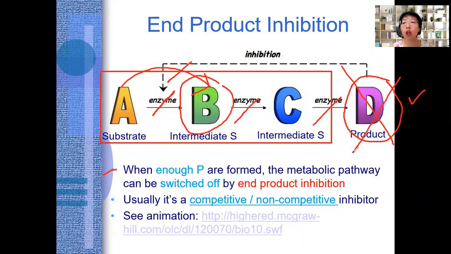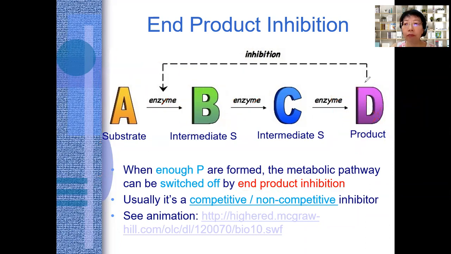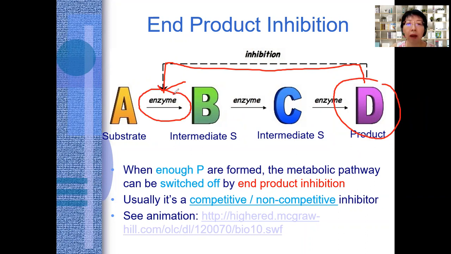So you have to have a mechanism to stop the production of something when you have enough of it in your body, or when you no longer need it. You have to switch off this process by inhibiting the enzyme. Usually we use this end product to inhibit the first enzyme in the series of reactions. This is called end product inhibition: the end product inhibits the first reaction in the metabolic pathway, switching the pathway off.